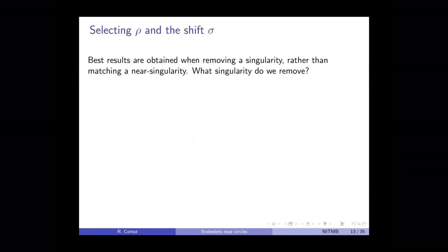Now, things tend to work better, in my opinion. This is just an opinion. This is not a theorem. But best results, I think, happen when you remove a singularity rather than trying to match a near singularity. That's more difficult. But here we don't have a singularity, right? Things are nearly singular, but not singular. So what should we remove?